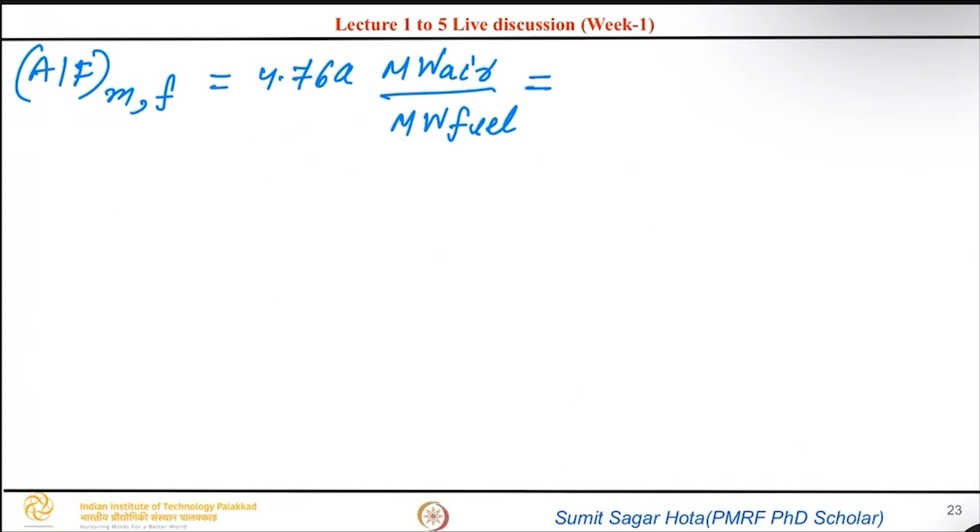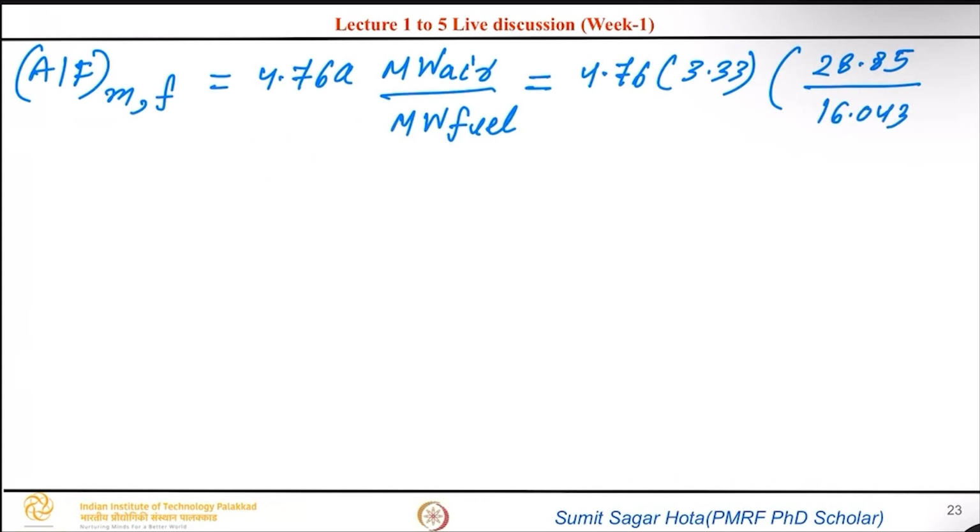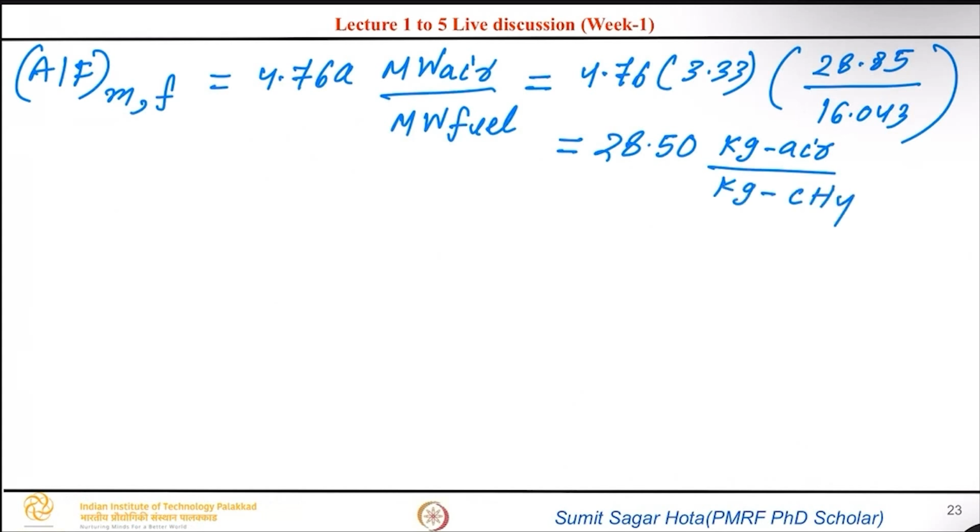Now what should the values be? You can calculate very easily by putting all the values together. Like A is 3.33, already known. What is the molecular weight of air? 28.85. And 16.043, what is this? Fuel. What is the fuel? CH4. These values come out to be 28.50 kg of air. Why air? Because you are calculating air fuel ratio. Why kg? Because you are calculating with respect to mass basis.